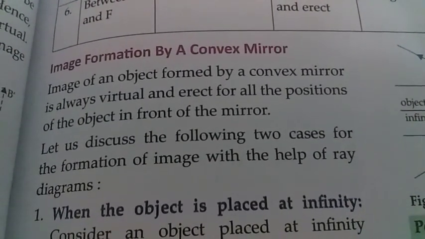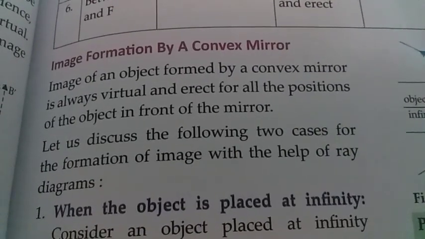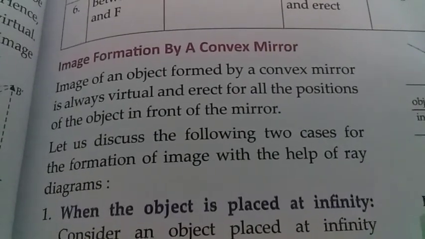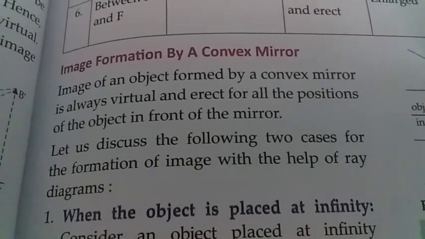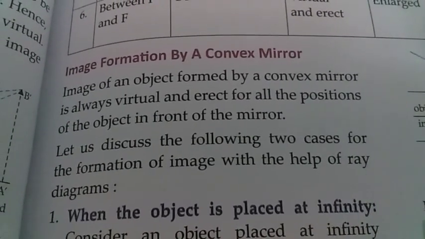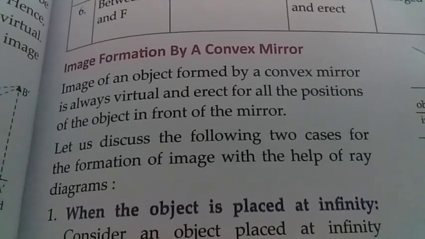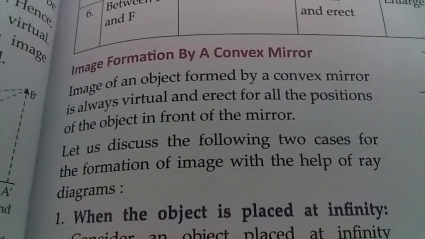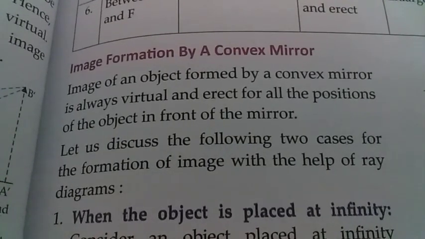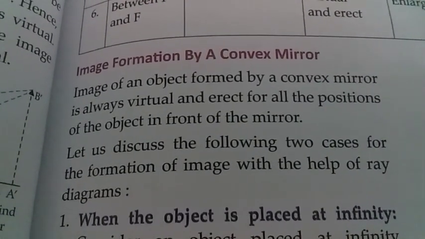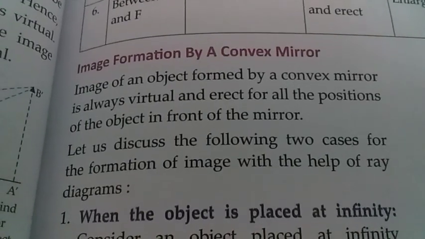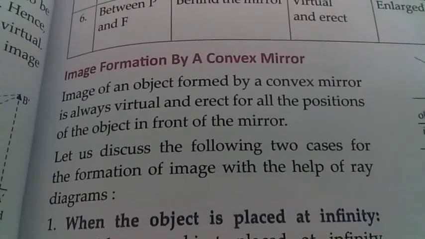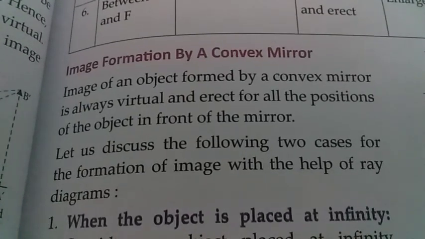So we are discussing chapter number 5, light. Now let's see how the image is formed by a convex mirror. The image formed by a convex mirror is always virtual and erect for all the positions of the object in front of the mirror. Any position the object is placed, the image is always virtual and erect in case of convex mirror.